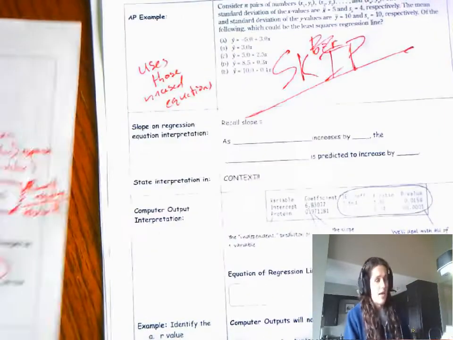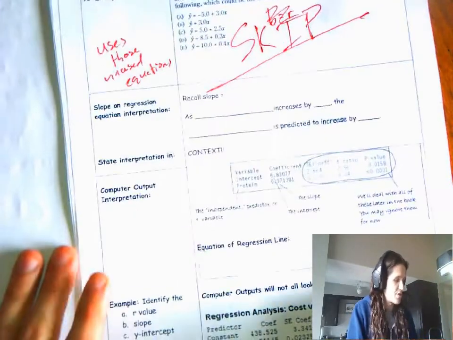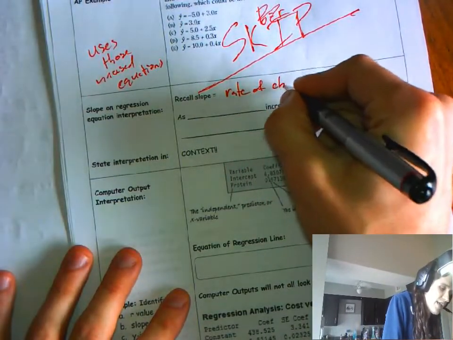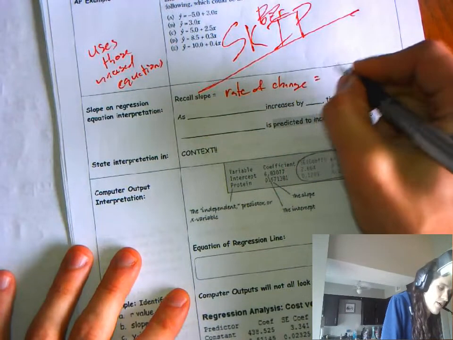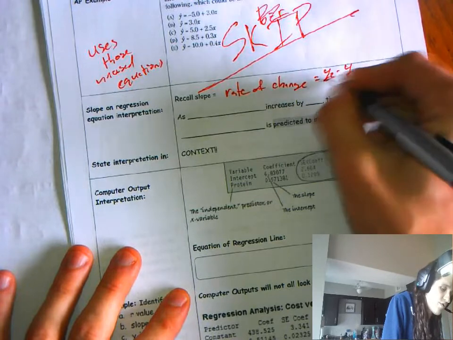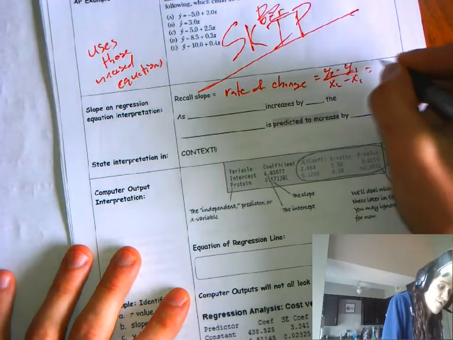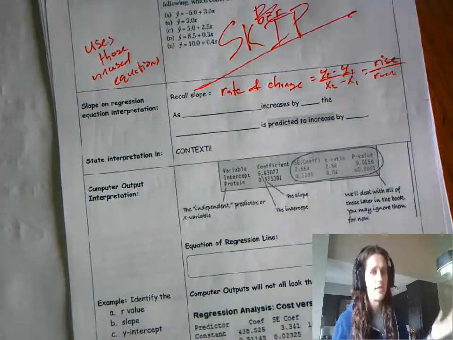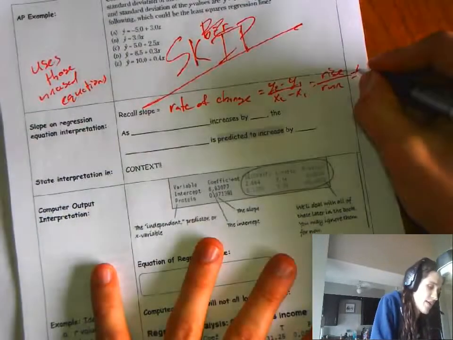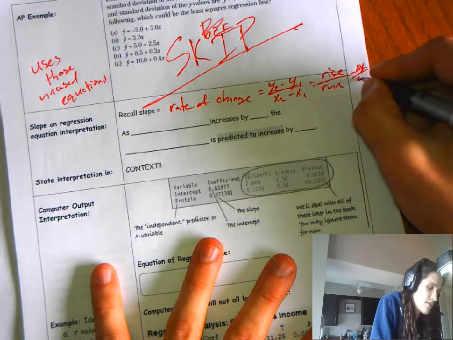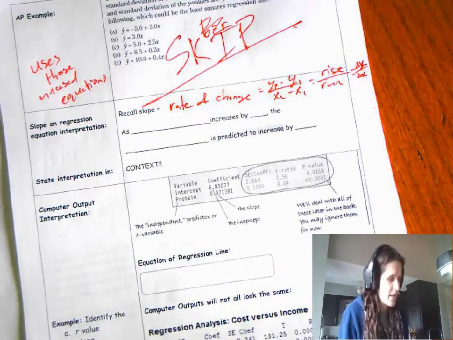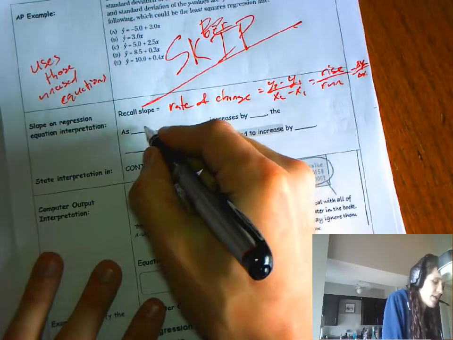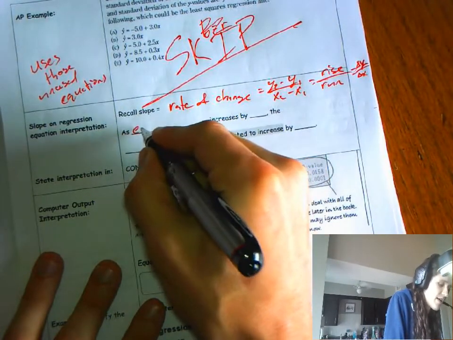No need. Okay, so slope on regression equation interpretation. What is slope? Slope is the rate of change. Written other ways, y2 minus y1 over x2 minus x1. Written other ways, rise over run. Some of you might want to write it with deltas. I don't care. Delta y over delta x. Maybe you want to get super fancy and put some d's in there. I don't care. It's the rate of change, though. How much, as the what is this? The explanatory variable.